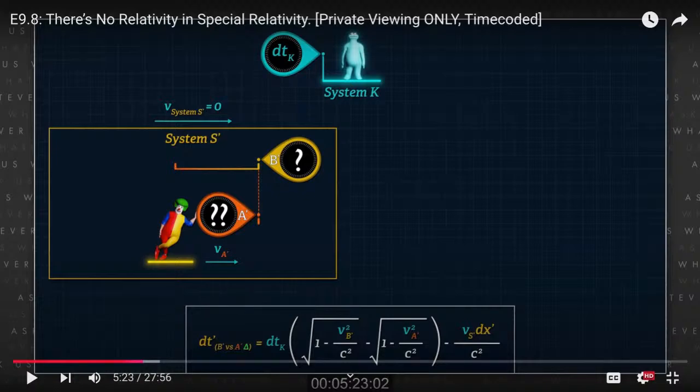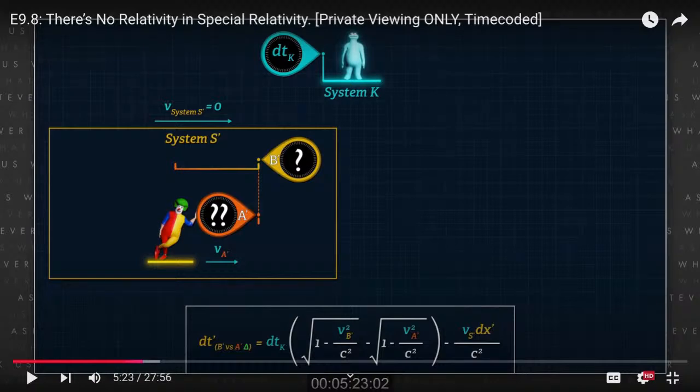I've seen it referred to as the spatial gradient of clock readings. This is what I talked about in the introduction, where if you use a light signal to synchronize clocks A prime and B prime at the very beginning, if system S prime is stationary, then the speed of system S prime, V sub S prime, will be 0, and this factor goes away. And what that means is that clocks A prime and B prime will report identical readings if system S prime is stationary relative to system K.